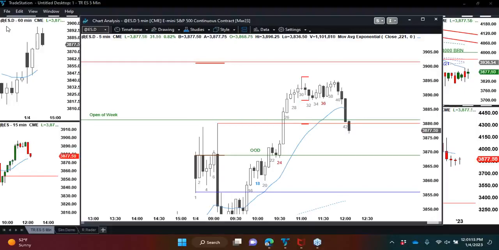I sold again. I added to my position on the close of the prior bar, and I want this bar to go straight down. And if it starts to go sideways or stall, I may just exit the whole thing and take what I have.